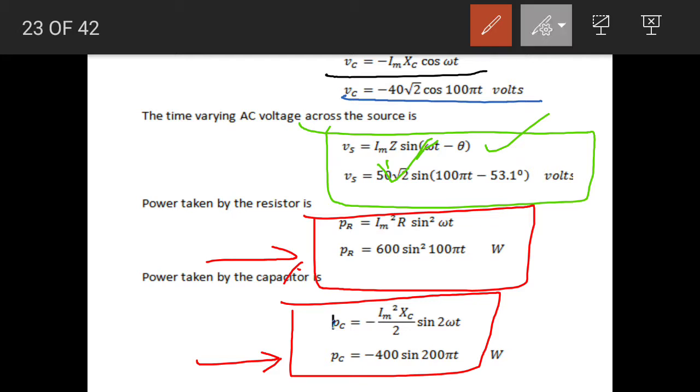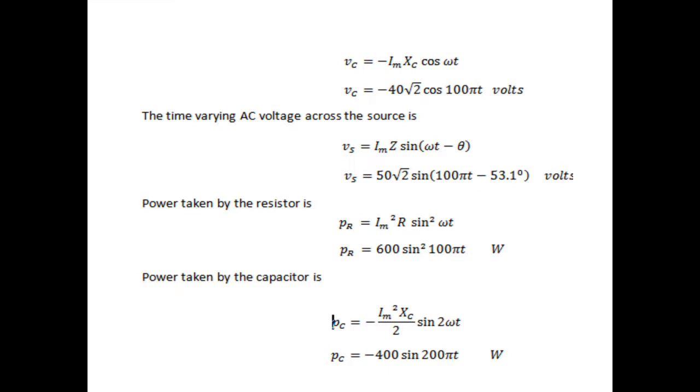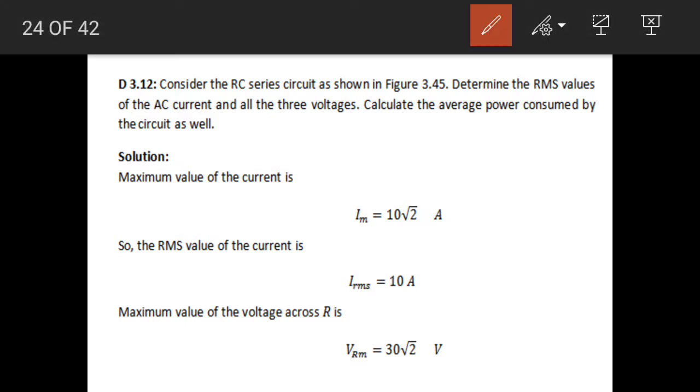Now we repeat the same numerical example, and we are going to calculate the RMS value of the current, the RMS value of the voltage across the resistor, the RMS value of the voltage across the capacitor, the RMS value of the voltage across the source, and the average power consumed by this particular circuit. So let us repeat the previous numerical example, and let us calculate the RMS value of the AC current.